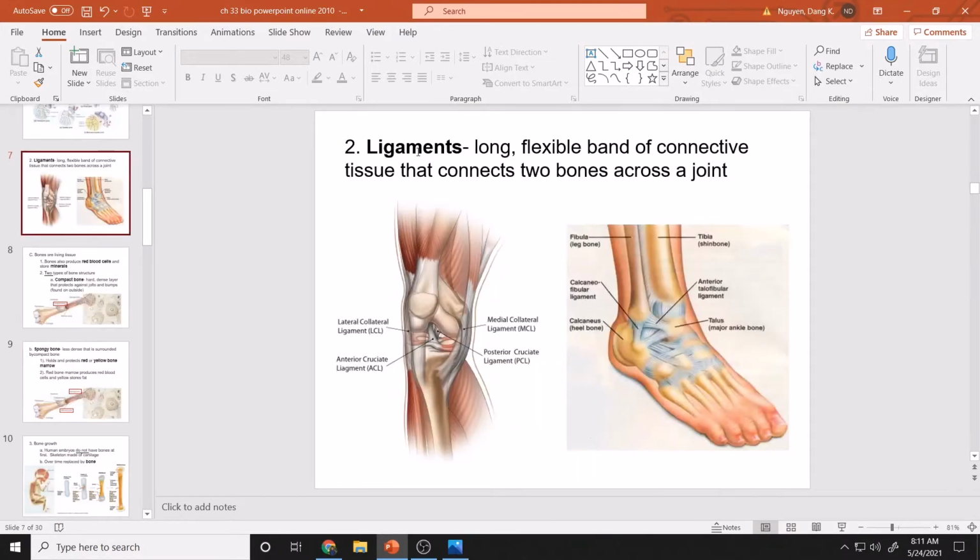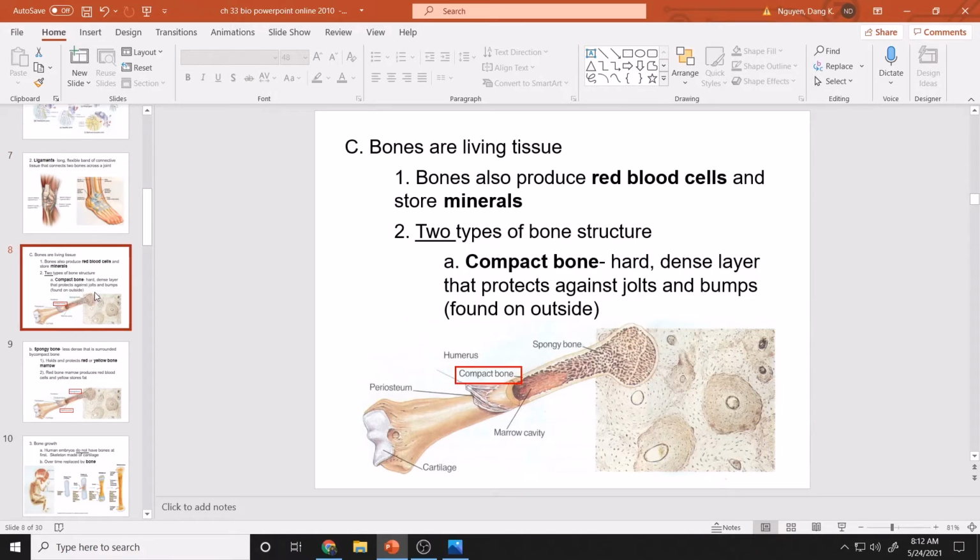Ligaments are long flexible bands of connective tissue that connect two bones across a joint. So you can see in your knee here, you have four types of ligaments. You have your LCL, your MCL, your PCL, and you always hear about this if you follow sports, your ACL. So these are ligaments, again, that connect bone to bone, and then you have quite a few of them in your foot as well.